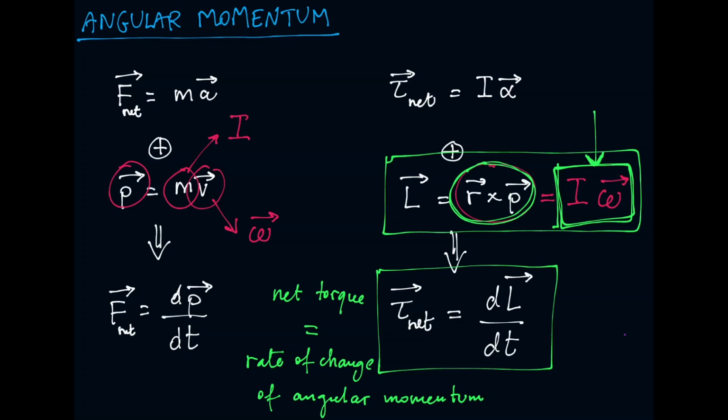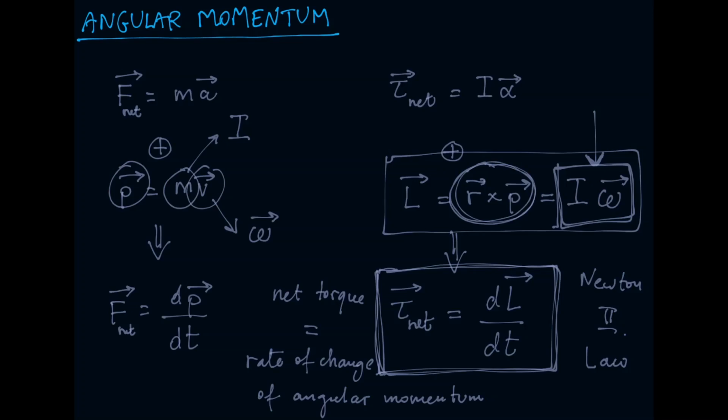How do you change angular momentum? By applying a torque, in the same way as how do you change the motion or the velocity of an object? By applying a force. So this is Newton's second law for rotations. Okay, very nice.